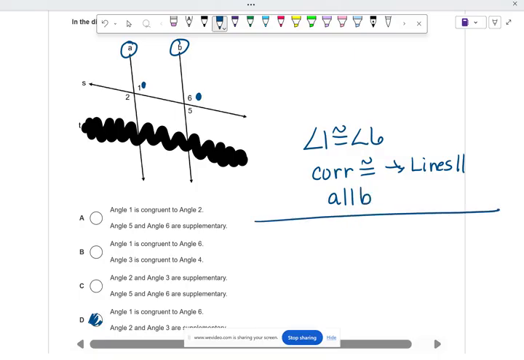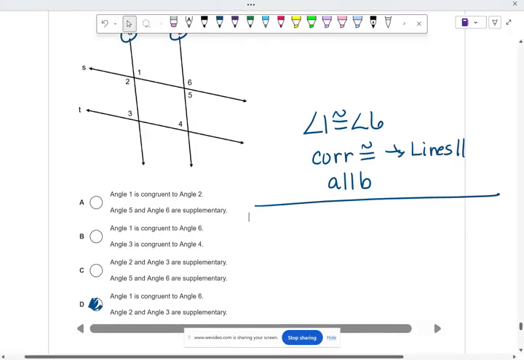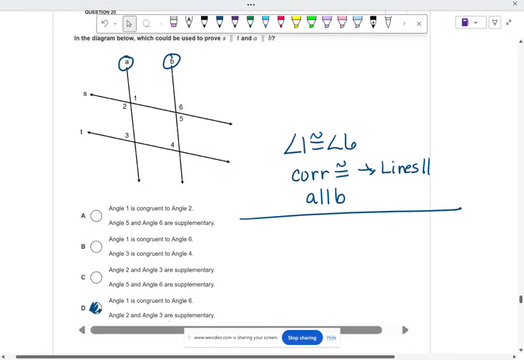Okay, halfway there. Now let's start with a clean picture. And this time, D says angle 2 and angle 3 are supplementary.